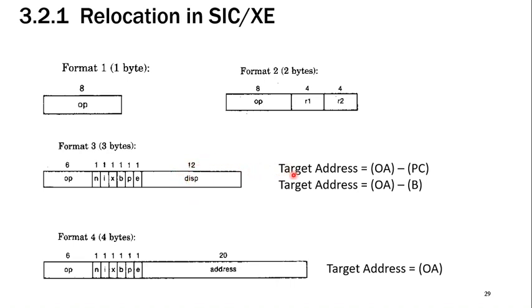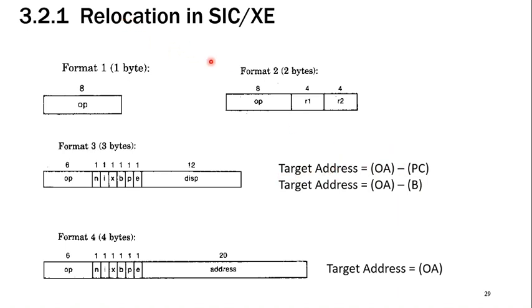The target address is found in two ways: as operand address minus the PC value, or in case of base relative, as operand address minus the base value or base address. If you observe carefully, when the relocation occurs and the starting address of the program varies, there will be a change in the operand address and a relative change in the PC and the base. So the target address will never vary.